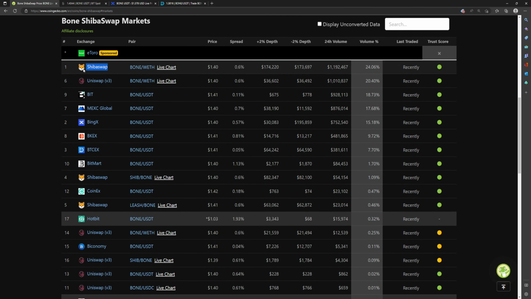First, what I see is there's Shiba Swap and Uniswap, which is fine, but it's with the Ethereum pair, and most people really just don't want to trade an Ethereum pair or any other crypto pair. They want to trade USDT.